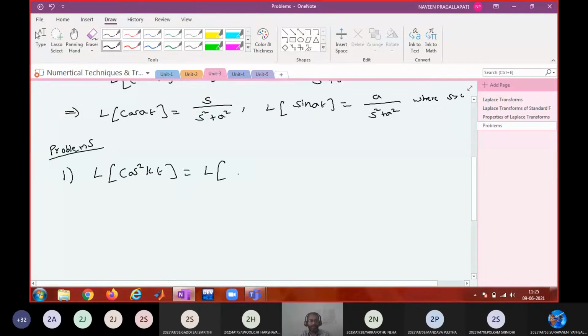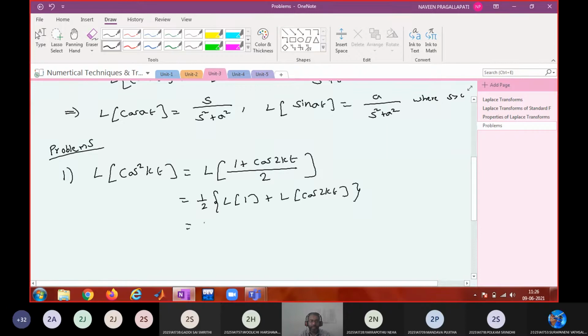How did you find the Laplace? Cos squared kt is 1 plus cos 2kt by 2. We have Laplace of cos only, we don't have Laplace of cos squared. So somehow you have to bring this to a cosine function and use the linearity property. 1 by 2 times, I can write it as Laplace of 1 plus Laplace of cos 2kt.